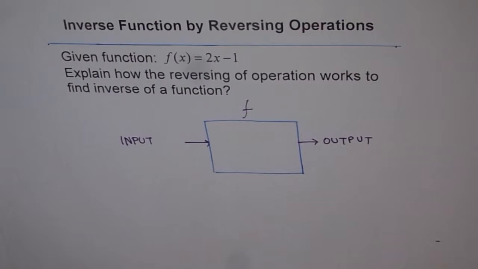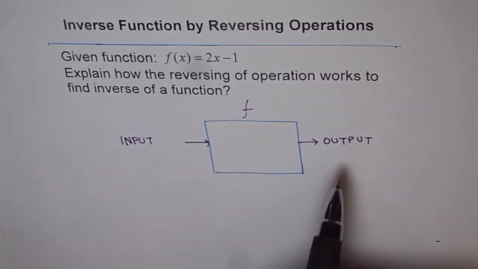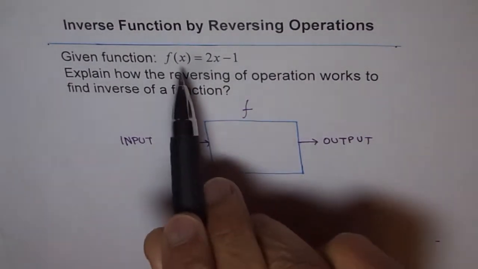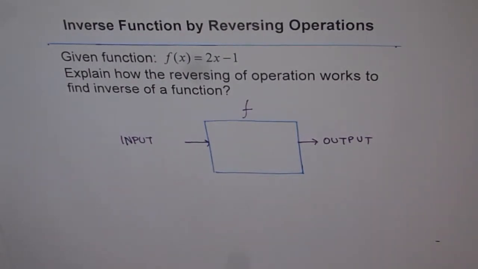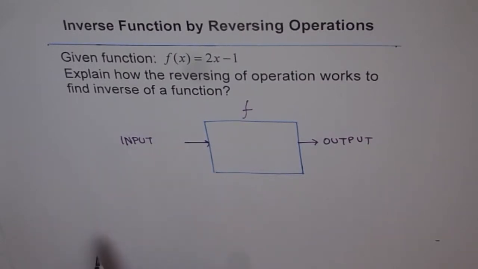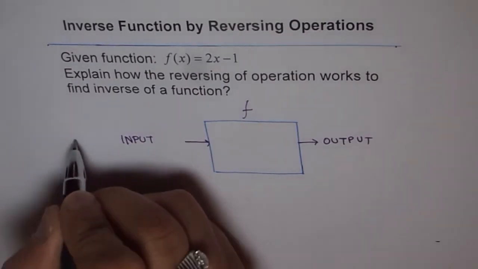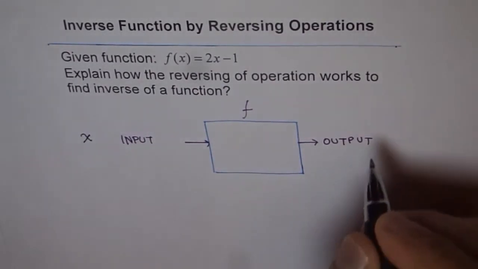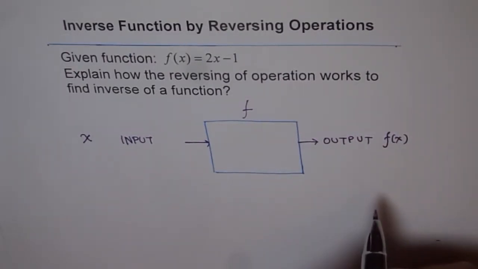So normally, as given here, input is this x, the independent variable, and output is dependent on the independent variable. So output is y. The output is y, and y is the value of the function when x is the input, right? That is how we have to see. So here, if the input is x, then the output is f of x. So that is how things are related.